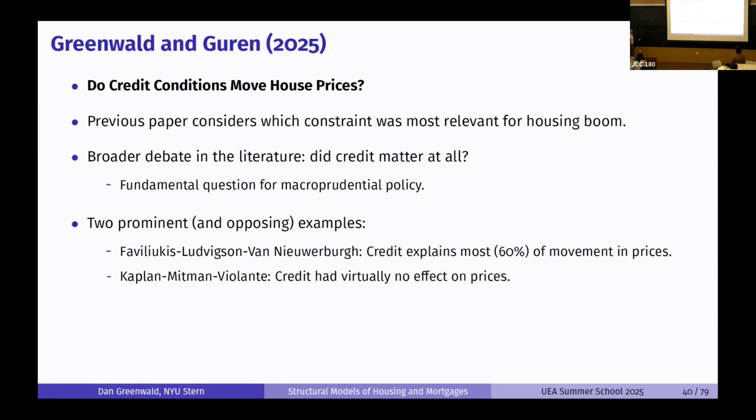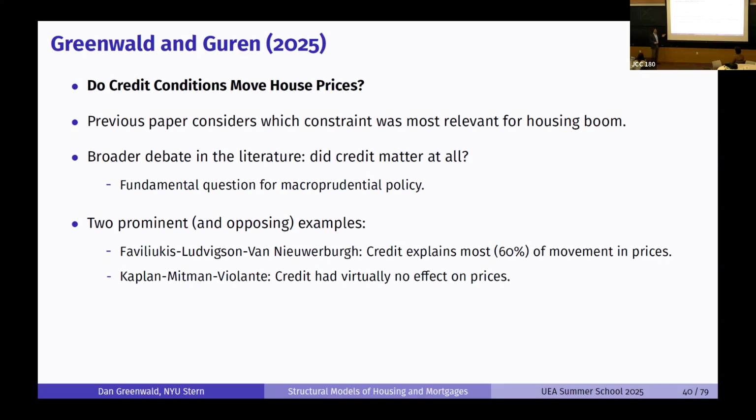All right. So this paper is called "Do Credit Conditions Move House Prices?" Why did we think we needed to write a paper like this? Well, like I said, there's this broader debate in the literature about whether credit mattered at all, which is really fundamental for macroprudential policy. A lot of macroprudential policies try to work by doing some intervention in credit markets that's supposed to affect house prices. If they don't affect house prices, good luck. Okay. So here are a couple of prominent and opposing examples of papers trying to explain the housing boom. They're both very high-tech heterogeneous agent models with general equilibrium, Krusell-Smith stuff.